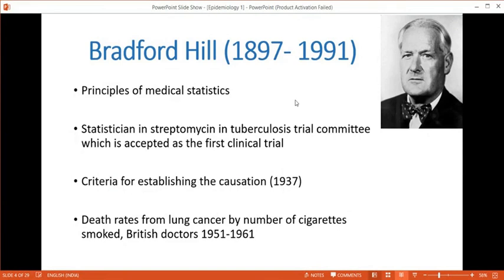The screen is blank. You can see very well.